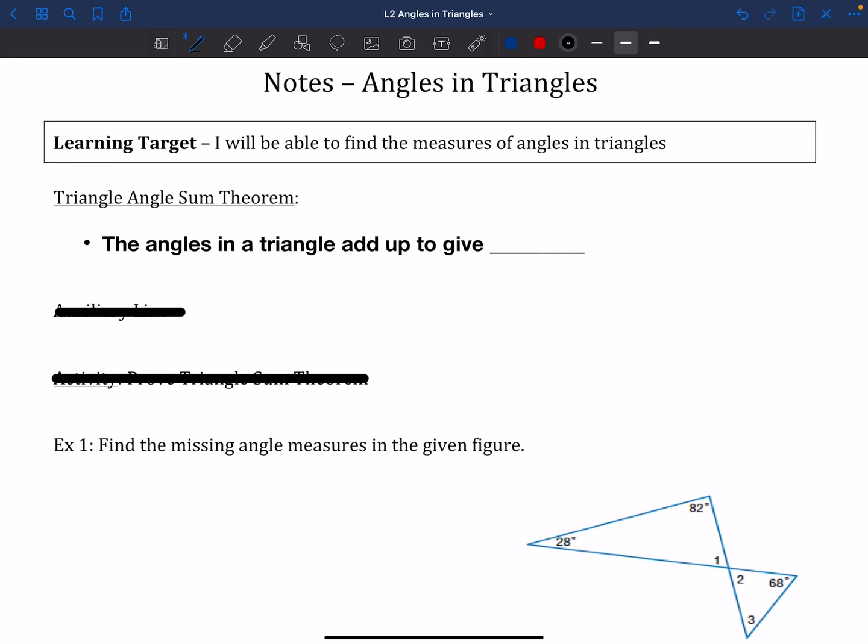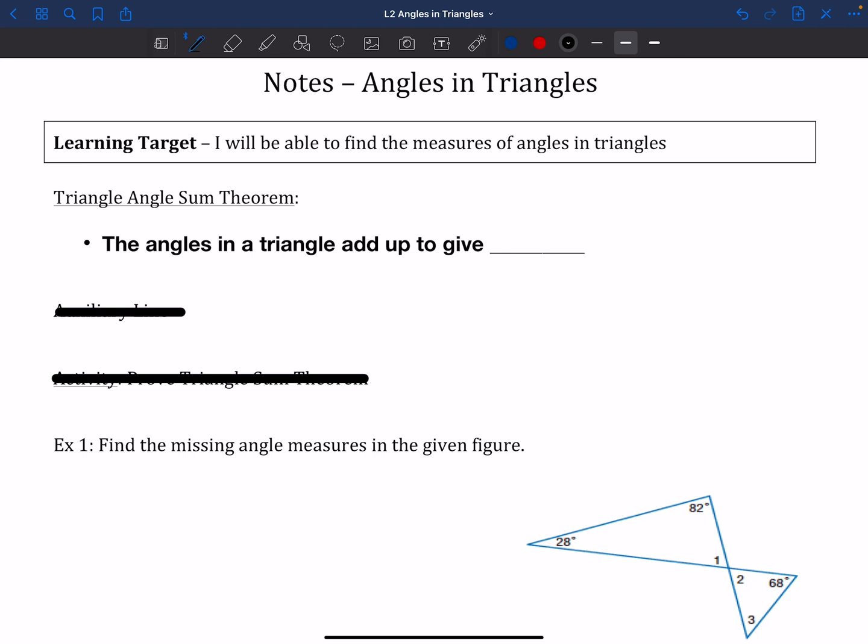Hello again. So what we're going to do today is talk about the angles in triangles. Triangles, as we know, have 3 angles in them, but we're going to speak specifically about what that can help us figure out about the triangles. The first thing we're going to need is the Triangle Angle Sum Theorem. We're not really worried about the name as much as what it's telling us.